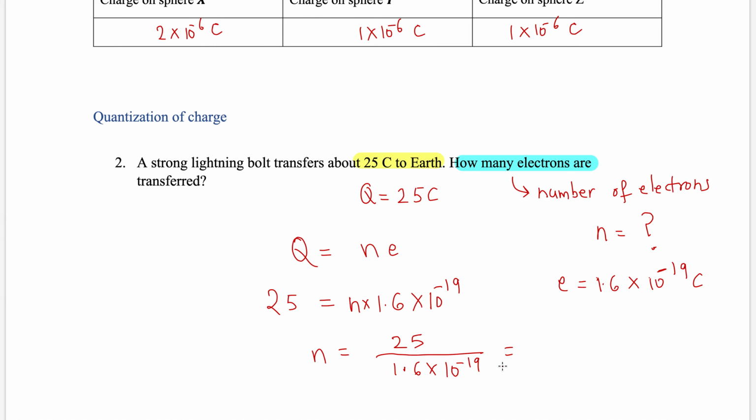So I've got my calculator. That's 25 over 1.6 times 10 to the power of negative 19, and that gives me the answer as 1.56 times 10 to the power of 20. You can see it's a positive power. That means this is an integer. 1.56, and then if you put 20 zeros after it, it will become an integer. That means this is an allowed number, so these many electrons are transferred.